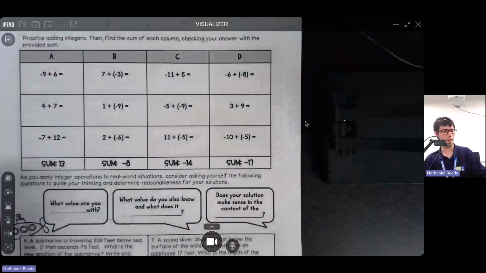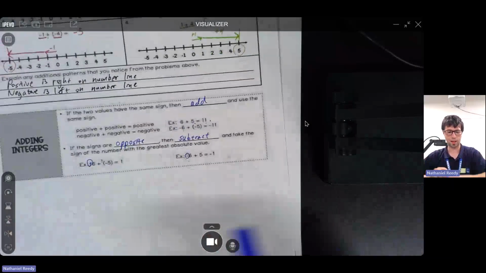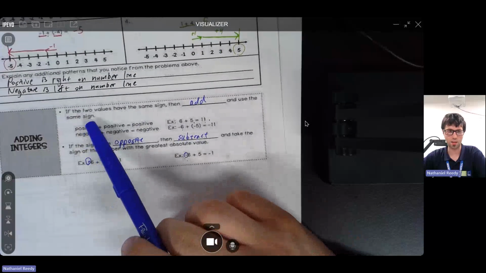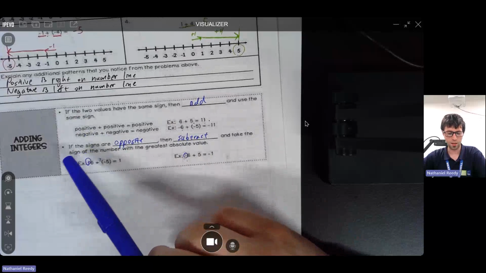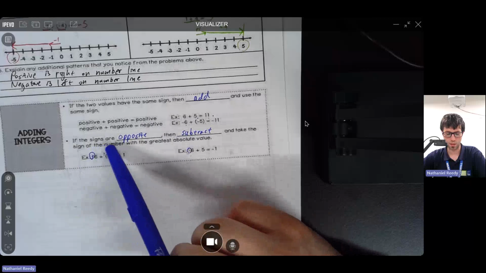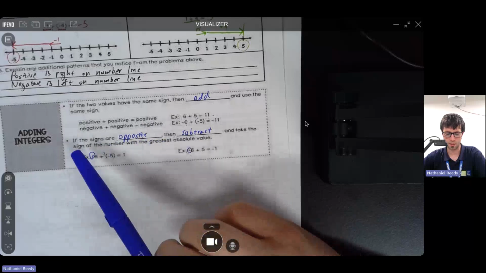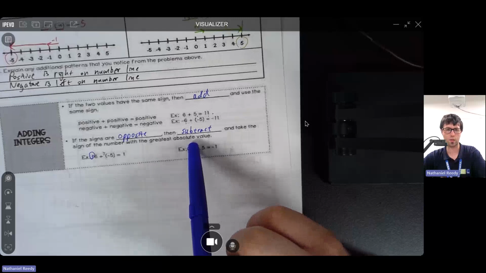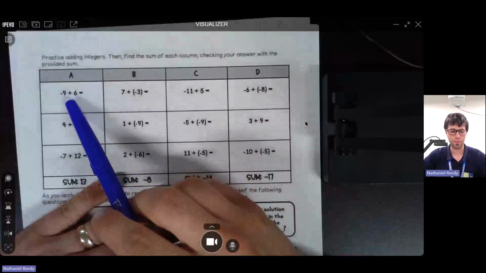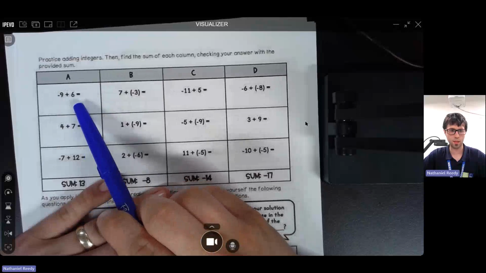And I'm just going to pull back this rule here that says that if two values have the same sign, then add and use the same sign. This one's a little harder to remember. It says if the signs are opposite, then subtract and take the number with the greatest absolute value. So that rule applies to our first example here, -9 + 6.